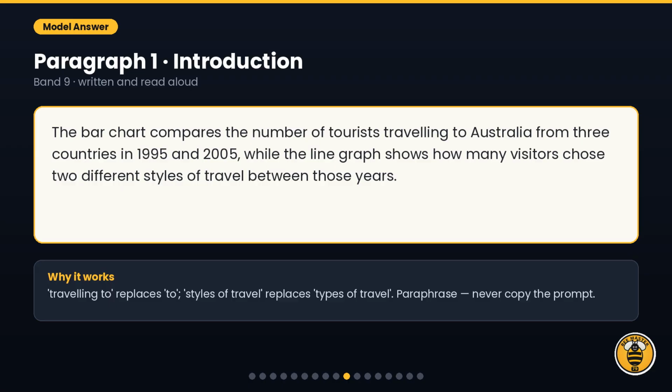Paragraph 1. The introduction. The bar chart compares the number of tourists traveling to Australia from 3 countries in 1995 and 2005, while the line graph shows how many visitors chose 2 different styles of travel between those years. Notice that traveling to replaces to, and styles of travel replaces types of travel. Paraphrase: never copy the prompt.